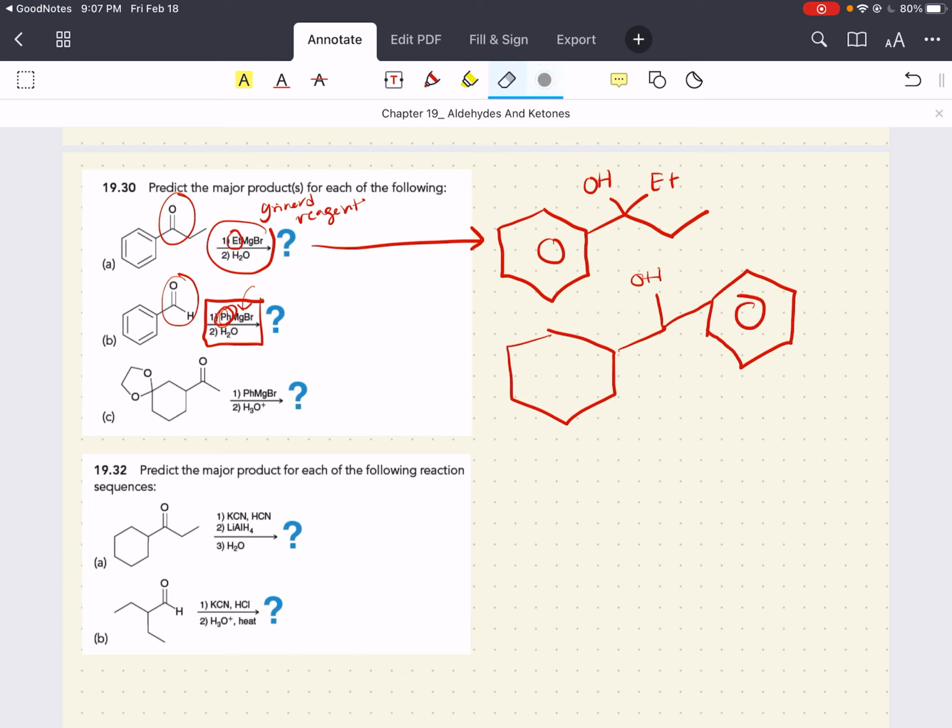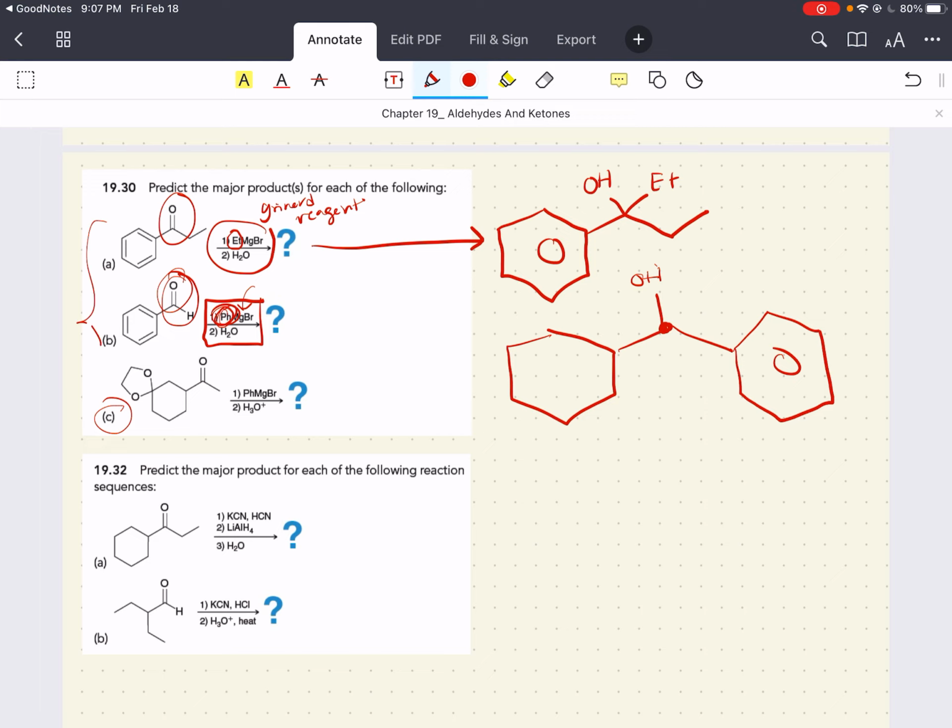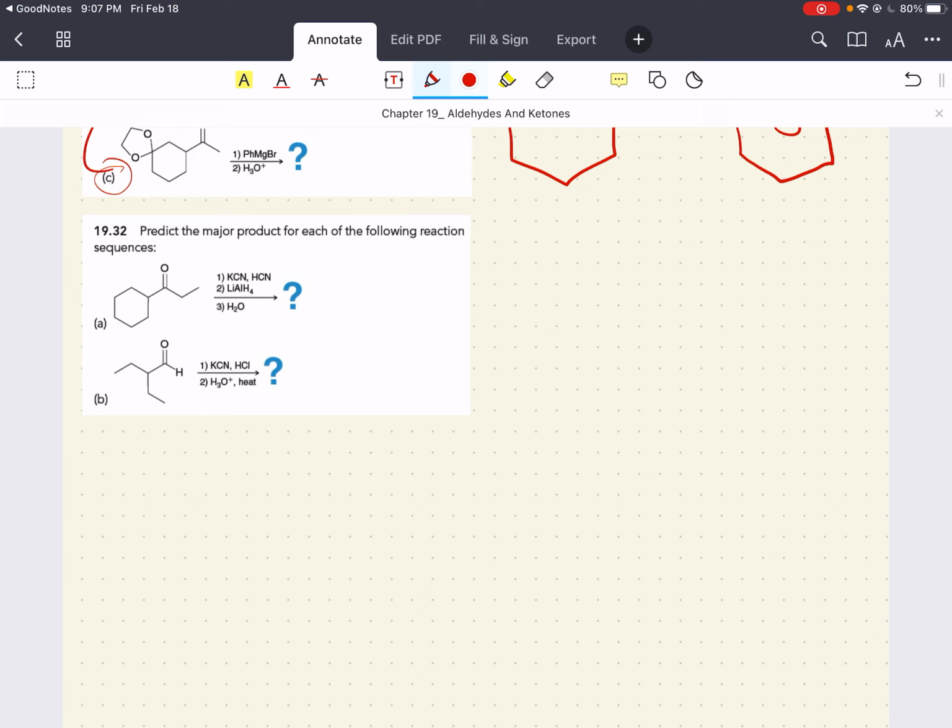It's actually kind of ugly. Let me draw this better. All right, so this carbon that used to be a carbonyl is now an alcohol and our phenyl group, because that was what's attached right here to the magnesium bromide. Fantastic. I'll let you do C now. This is all Grignard reagents, so keep that in mind. But let's do some cyanohydrin formation problems. So here, predict the major products.